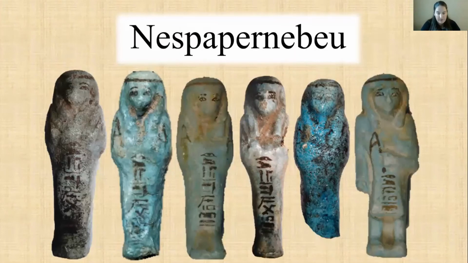Like so many of the figures from the Ramesseum, the Shabtis of Nespapernebeu are plentiful and widely distributed. Though we do not currently have the information for Wellcome's acquisition, most of the parallels can be linked back to the Egyptian Research Account and the 1896-7 excavations of Petrie and Quibell.